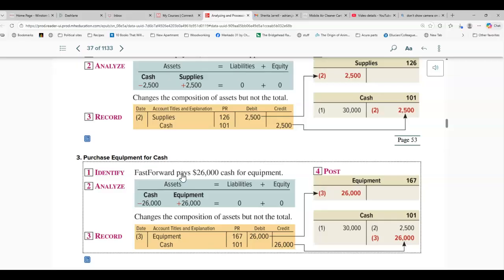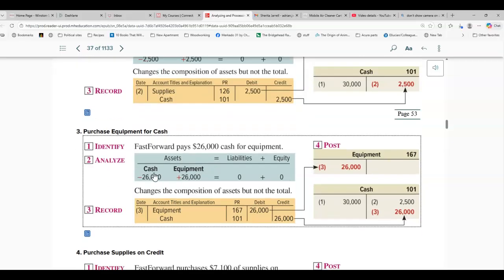We purchased equipment for cash. Cash went down. That's a credit. Equipment went up. It's an asset, so that's a debit. Here you go. Equipment debited for $26,000. Posting reference. Cash went down by $26,000. Here's the posting reference, 101 and 3 here for the date.